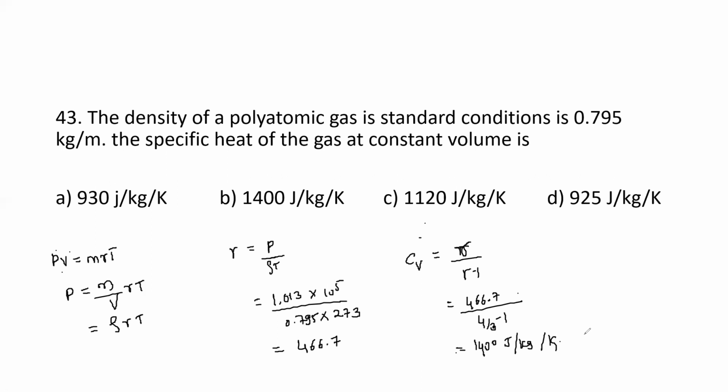That is, option B is the right option here. So first, to calculate CV, we require the r value. To calculate r, we can use the ideal gas equation for the specific gas constant. Okay. Next question.